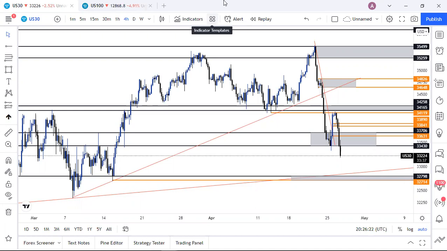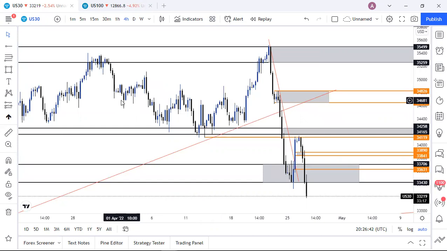Remember, guys, as I told you, indices are 70% fundamental and 30% technical. So bear in mind, put that in your mind, write it down if you want to. So guys, let's look at what happened on USDT.